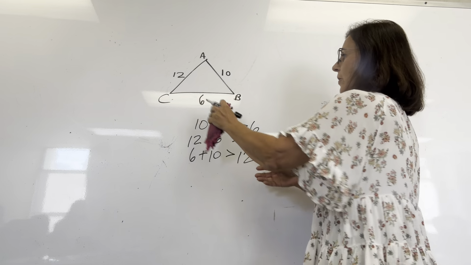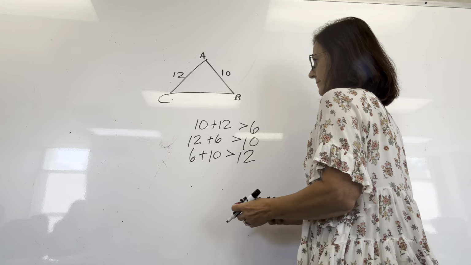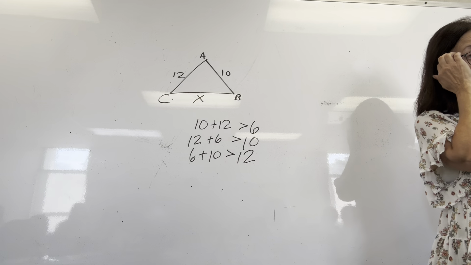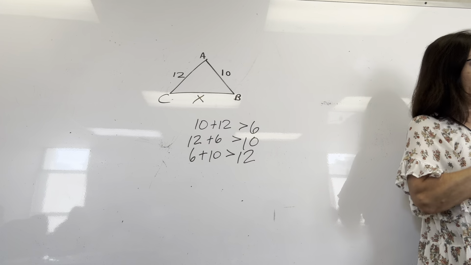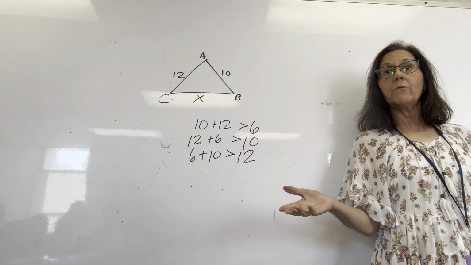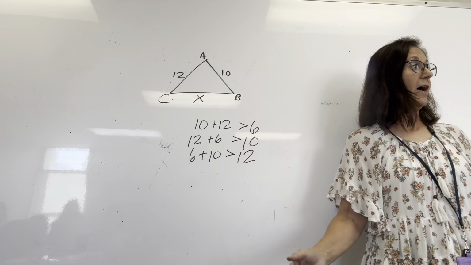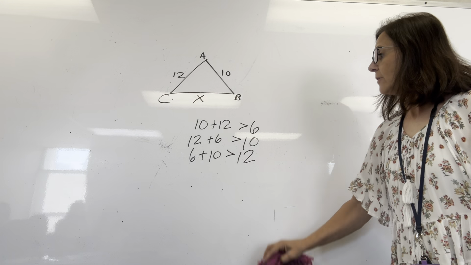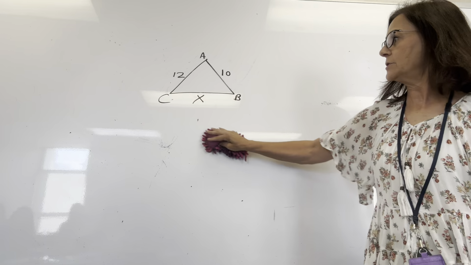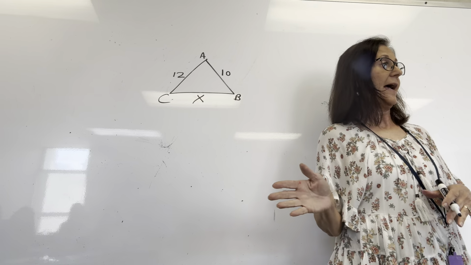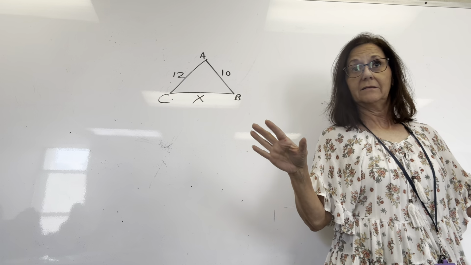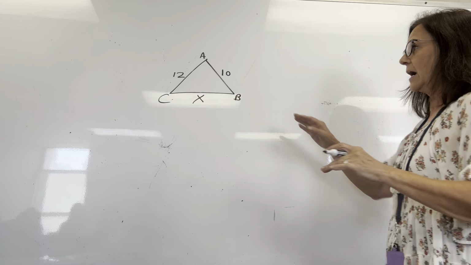And let's suppose we don't know the side. We can calculate what the possible range of that side would be. So every place that I have a 6, I'm going to replace with an X. And one statement is not going to make sense, okay? Because we don't have negative signs.